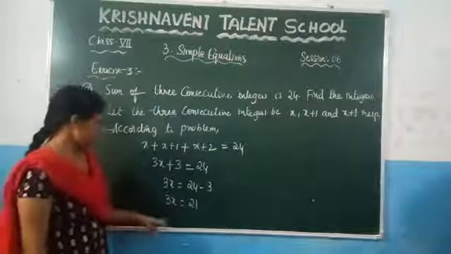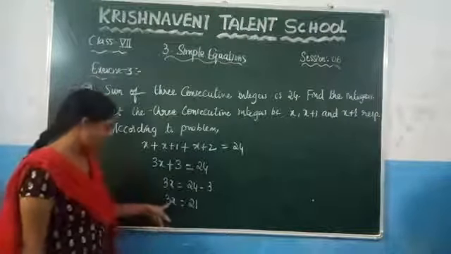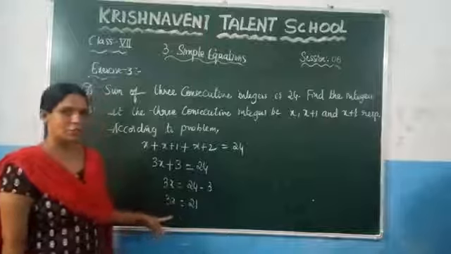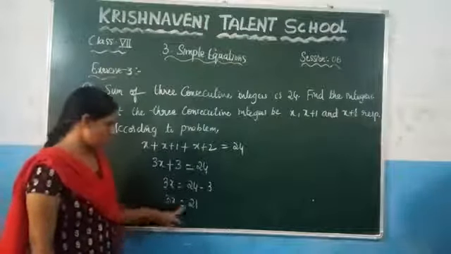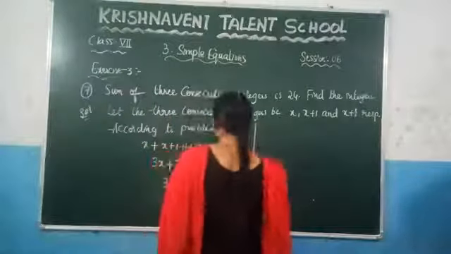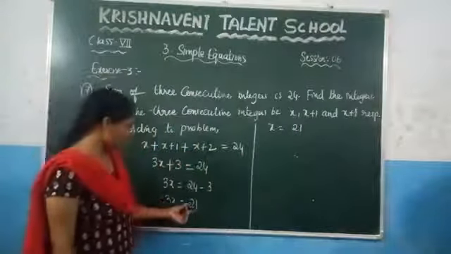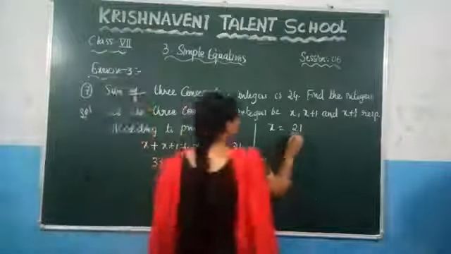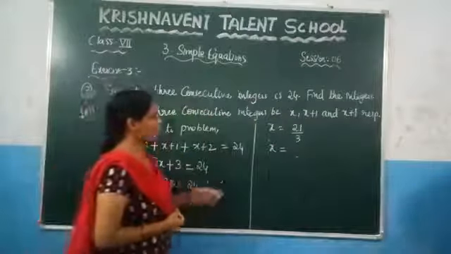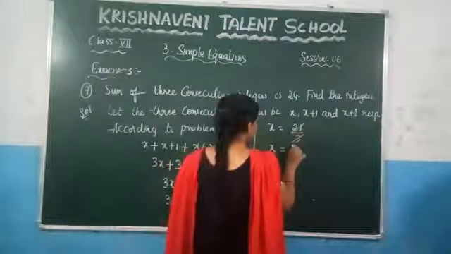Now in the LHS you can observe 3x. 3x is nothing but 3 into x. If nothing is written between them, that means multiplication is there. Since multiplication is there, if you transpose it to the other side, it will become division. So x is equal to 21 by 3. Check in the 3 table: 3 sevens are 21. So here you will get 7.